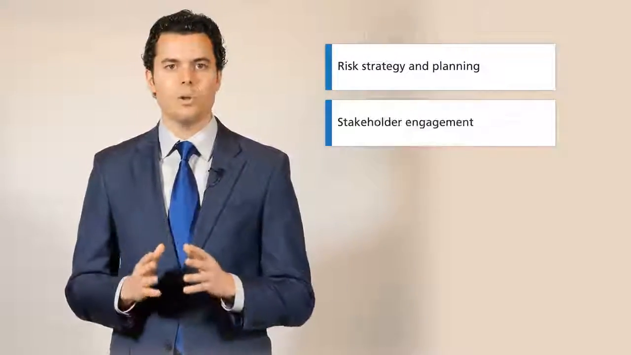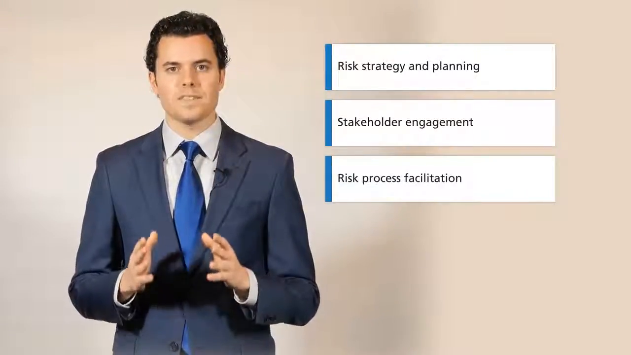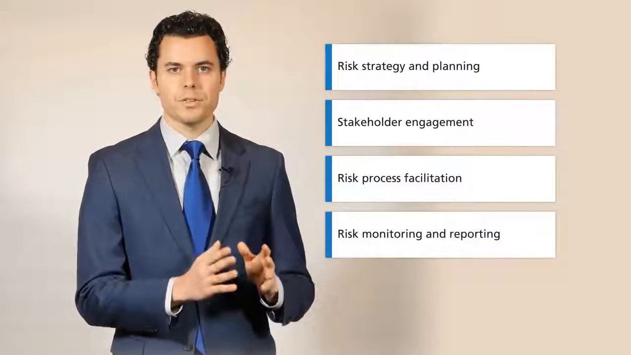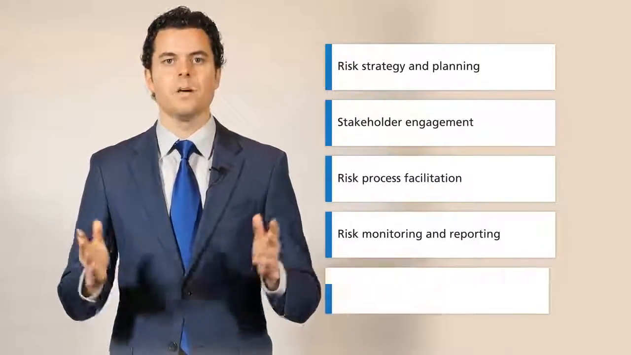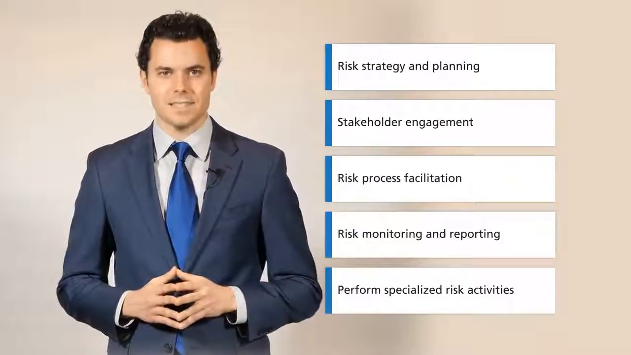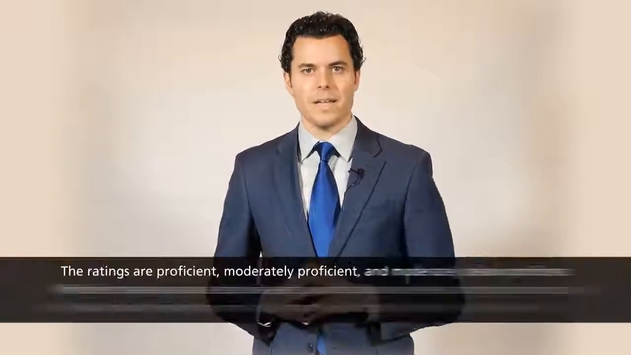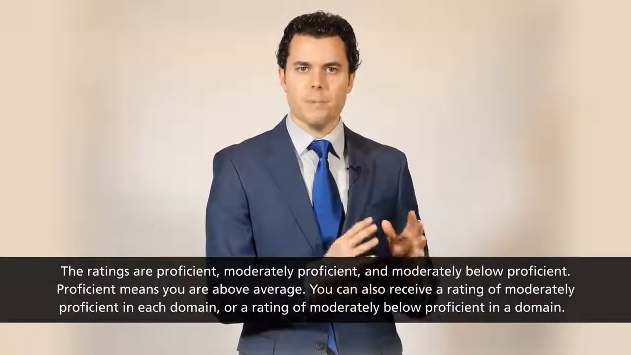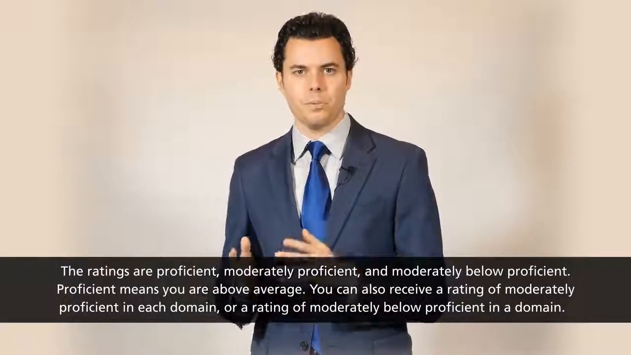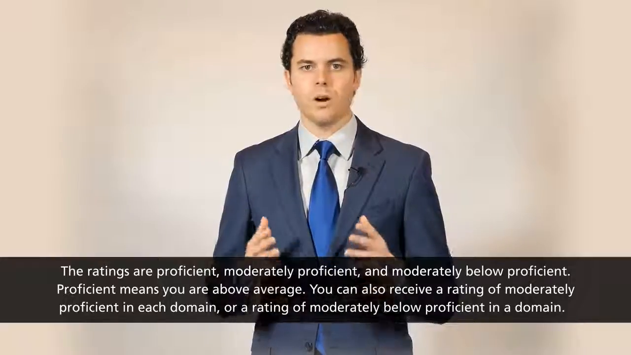The PMI-RMP examination is concerned with 5 test domains. These domains are risk strategy and planning, stakeholder engagement, risk process facilitation, risks monitoring and reporting, and finally, performing specialized risk activities. You can receive an exam rating for each of the 5 domains. The ratings are proficient, moderately proficient, and moderately below proficient. Proficient means you are above average.